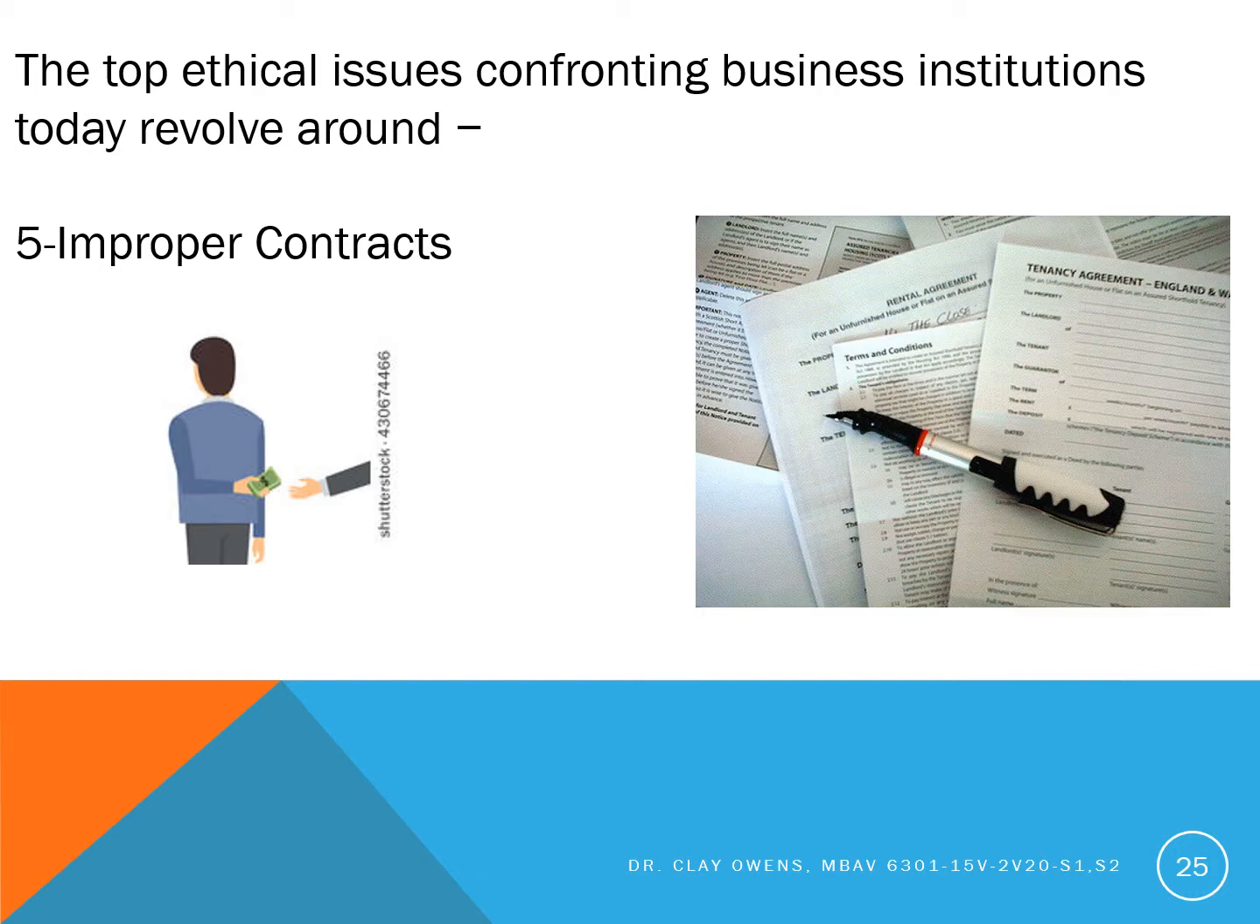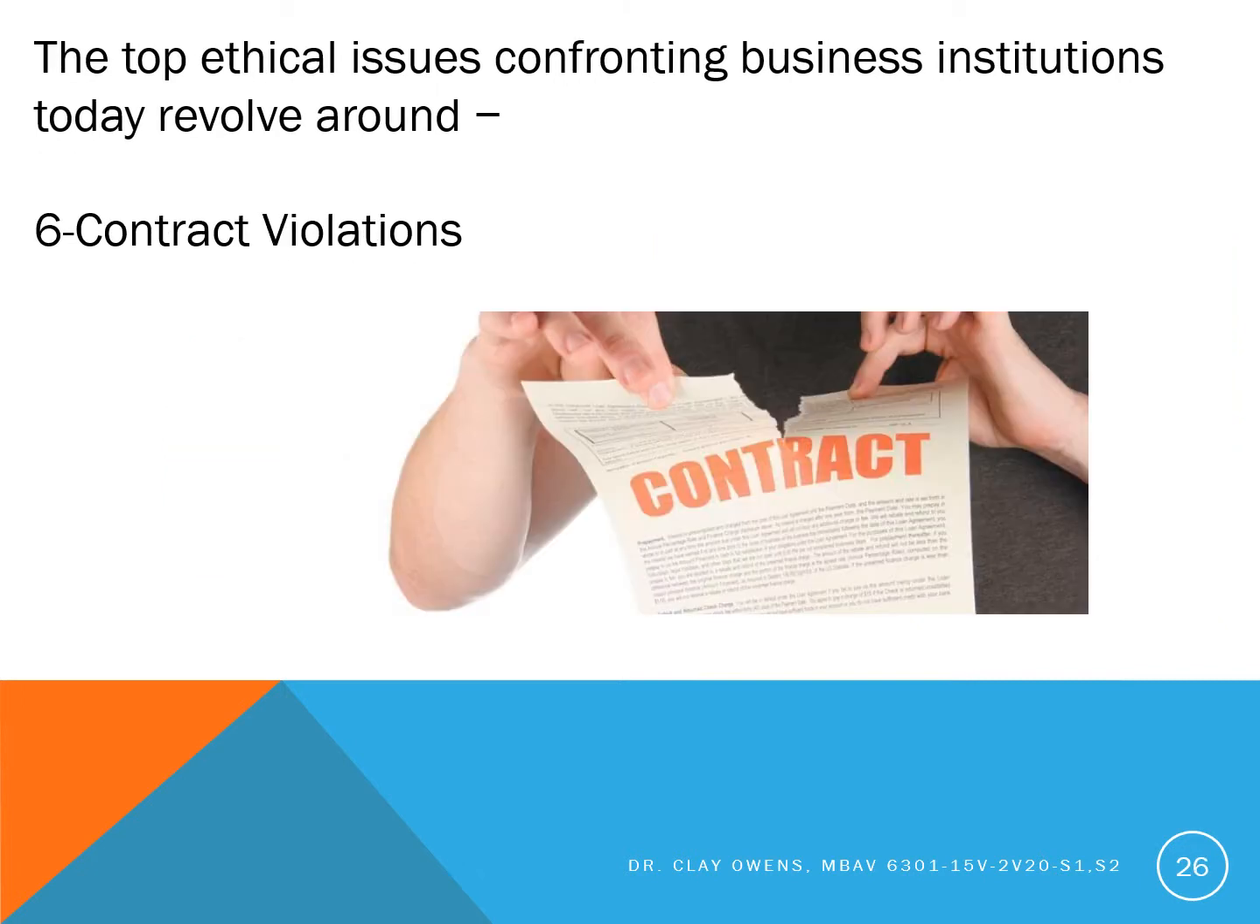Improper contracts, where people get hooked into long-term agreements that they really don't understand. The big thing in the United States with contracts is everyone says, read the fine print. There are always little areas of small print that are hard to read and hard to understand, but they'll mess you up when you sign a contract. Contract violations, where people just knowingly say, I'm not going to do this anymore.